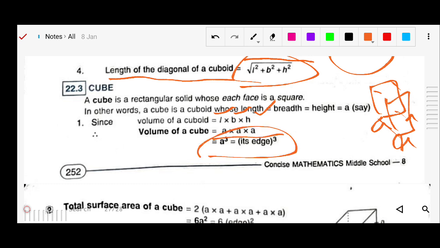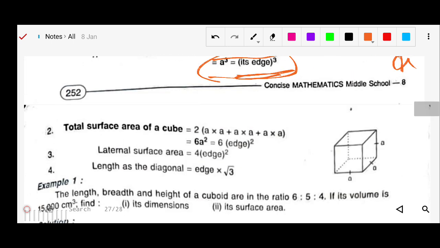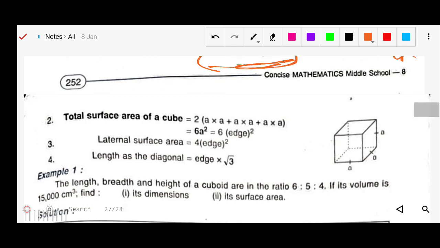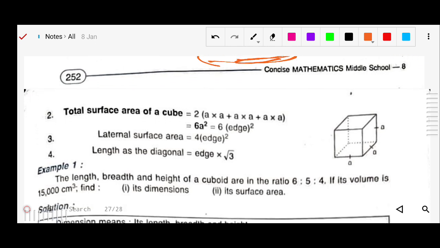So the volume is A cube, right? And it is also called H cube. Then after that we have its total surface area. We again have 6 faces, and each is a square. Its area is A into A. So likewise its total surface area is 6A square. Similarly, its lateral surface area is 4 into H square. H means the side, 4 into side square. Then we have the diagonal, which is the side into root over 3.